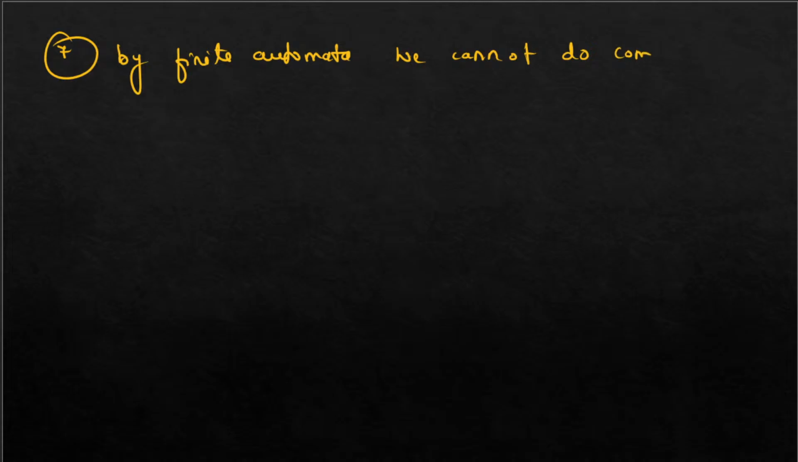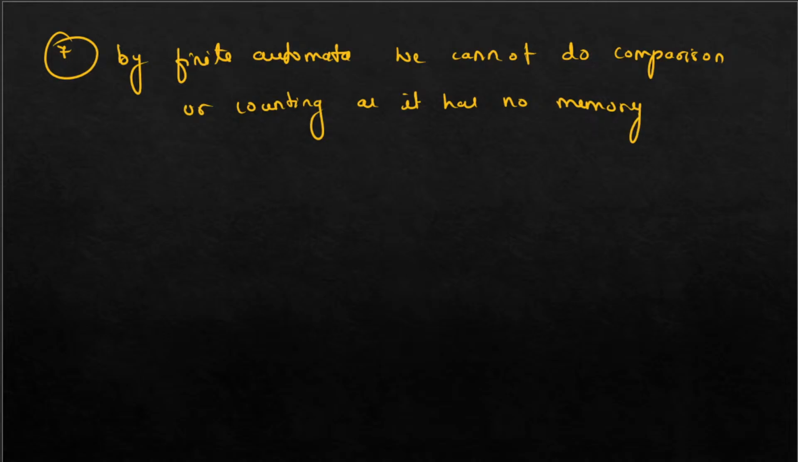Seventh is, by finite automata we cannot do comparison or counting as it has no memory. Okay, it has no memory. It has memory only in the form of states. So that is why any type of comparison or counting we cannot do, right?